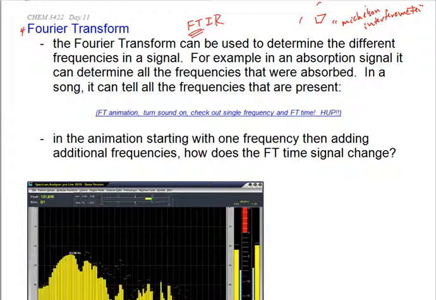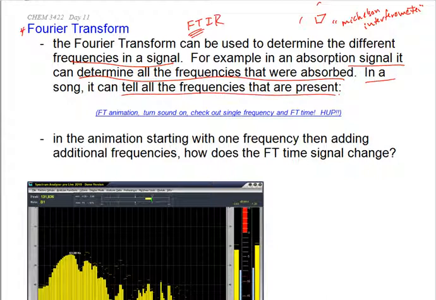Let's just read this over first here. The Fourier transform can be used to determine the different frequencies in a signal, right? It's kind of like in that FTIR. You have all these frequencies going on at once. Which ones are attenuated a little bit because the carbonyl stretch changed, for example. In an absorption signal, it can determine all the frequencies that were absorbed, all at the same time. In a song, you can tell all the frequencies that are present.